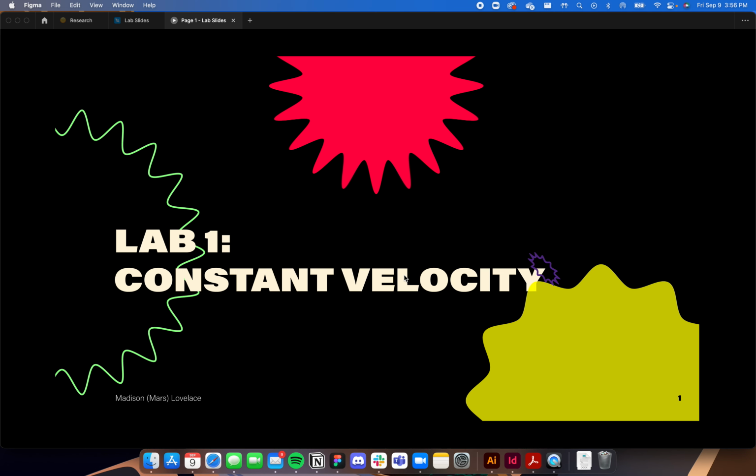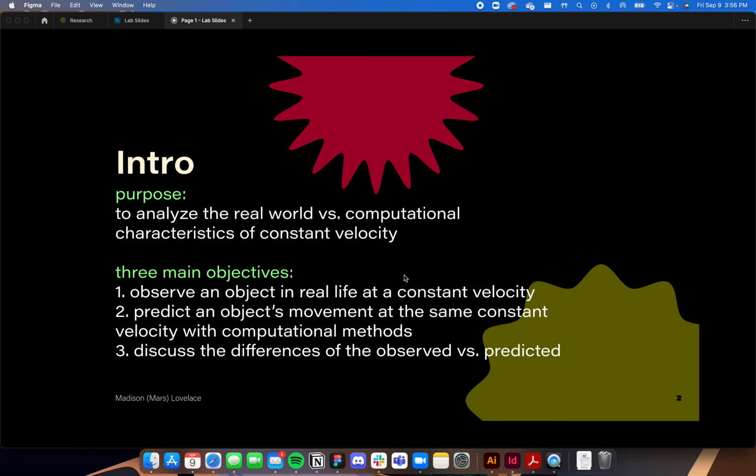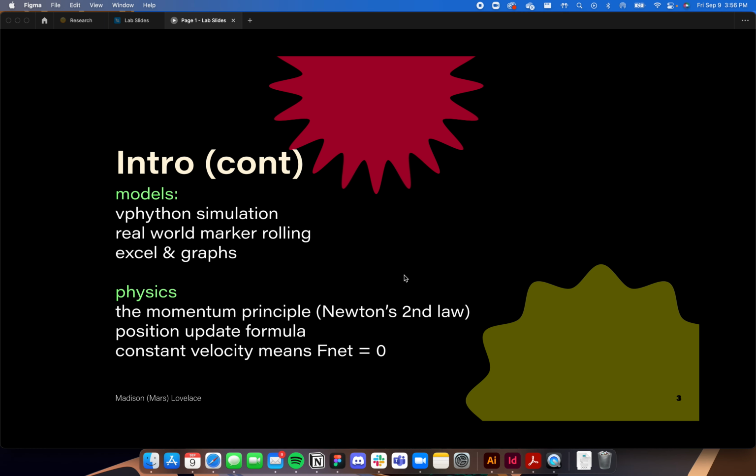This is our first lab measuring constant velocity. The purpose of the lab was to analyze real-world versus computational characteristics of constant velocity with these three main objectives: observing an object's position in real life, predicting that object's movement in the simulation, and discussing the differences.